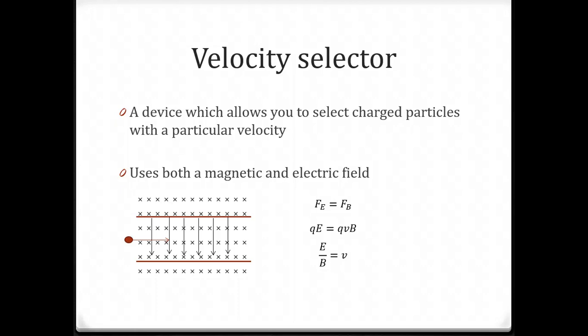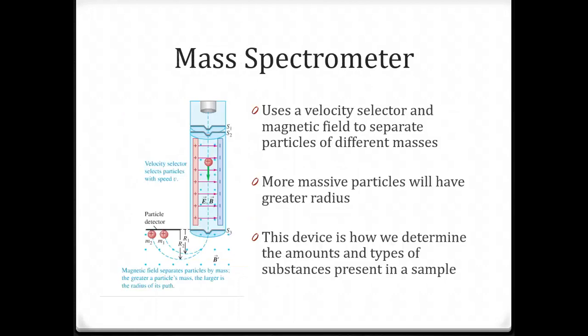Velocity selectors used to be used in pretty much every TV that existed, because if you had a cathode ray tube TV or a cathode ray tube screen, there's a velocity selector at the end of it. I'll probably show you one like that in class. They also get used quite frequently when you're dealing with things like X-rays or radiation treatment, where you want specific velocities of particles. So here you have an arrangement where you can actually select the velocities of the particles.